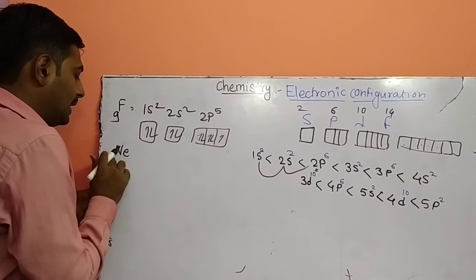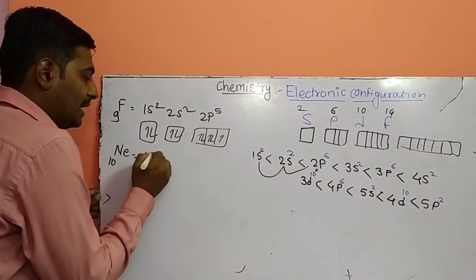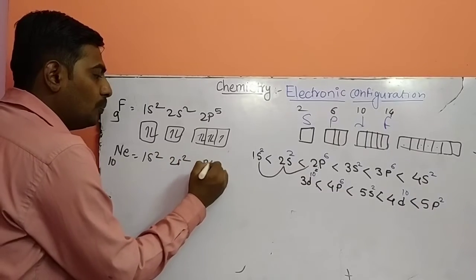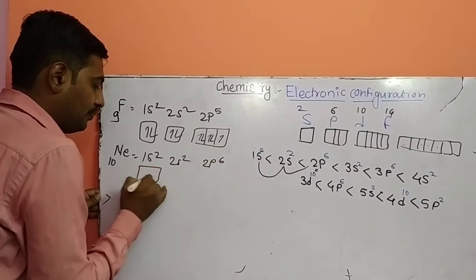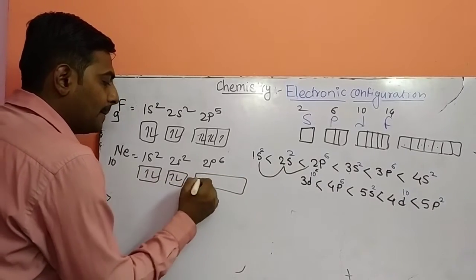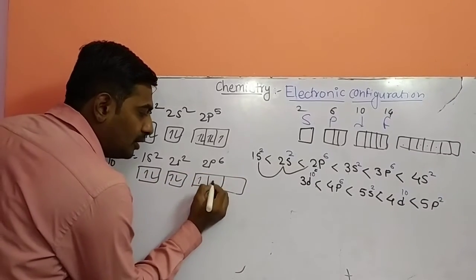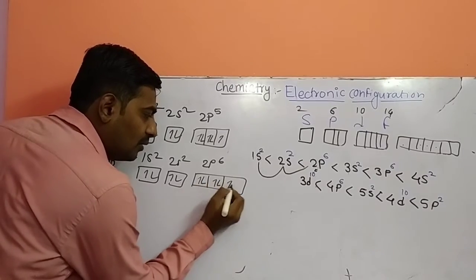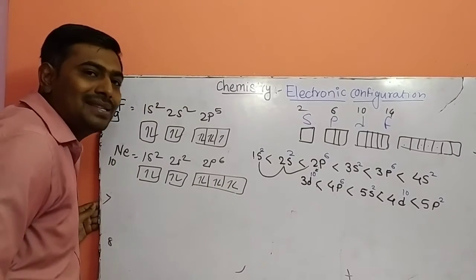Neon, atomic number 10, 1s2 2s2 2p6. How will 2p6 be written? 1 2 3 4 5 6, so this is 2p6.